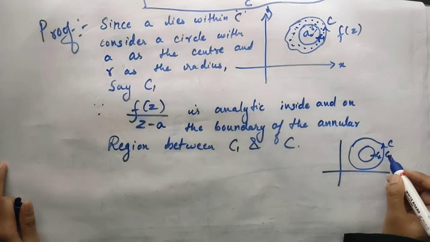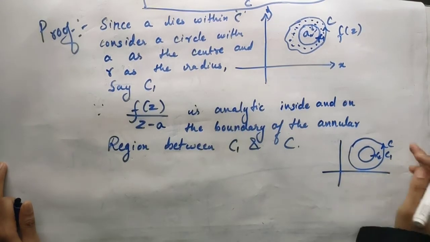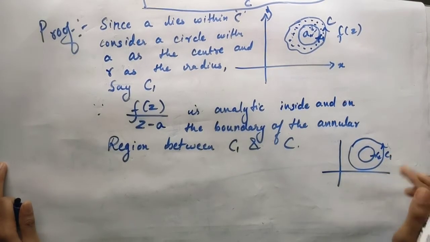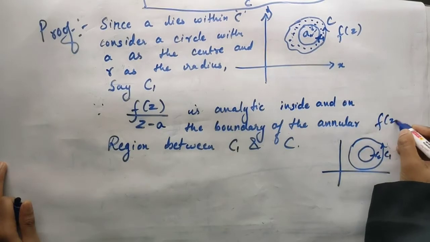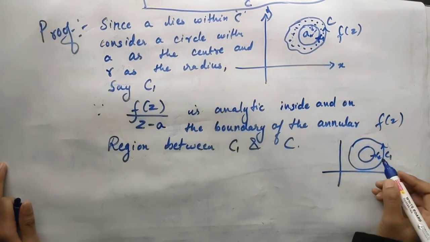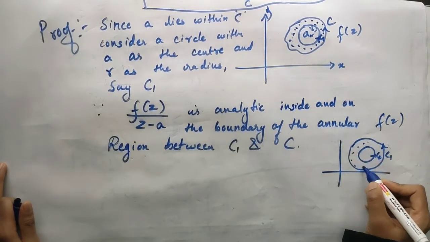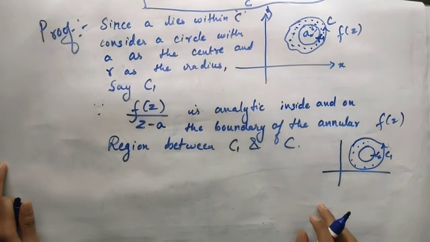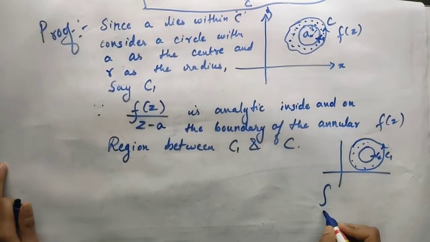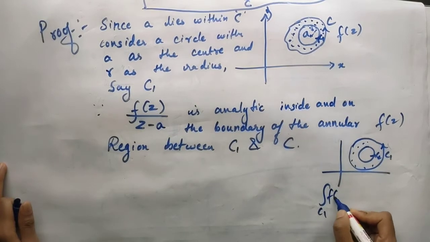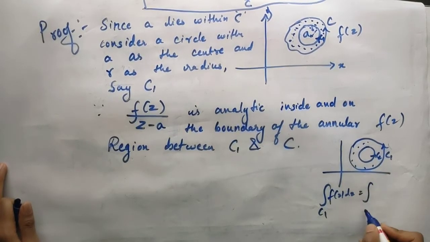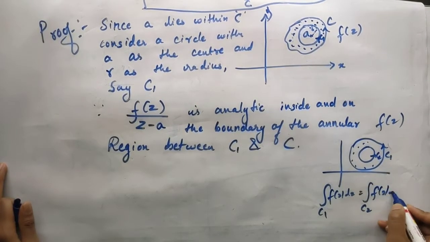Say this is C1, this is C2. C2 is lying totally inside C1. And the function f of z is defined and it is analytic inside this annular region and also on the boundary of the two curves. Then integration along C1 f of z dz is also always equal to integration along C2 f of z dz.